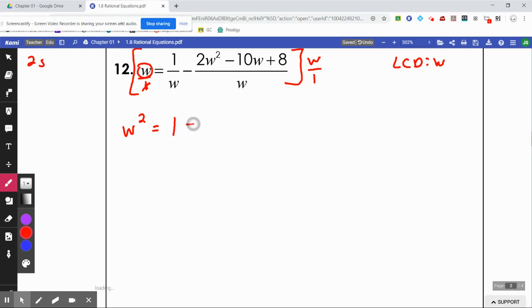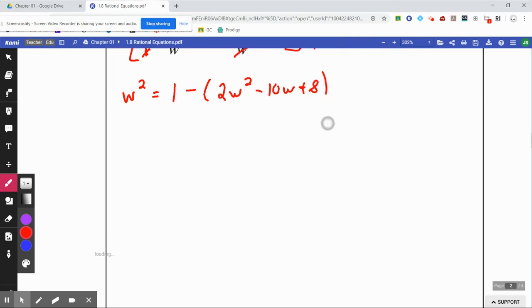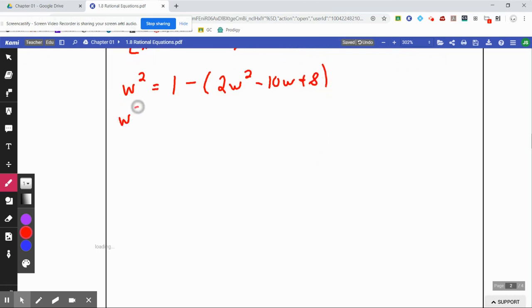Here the w cancels with the w and leaves you with just the top, which is 1. Minus, here the w and w cancels and leaves you with a top again. And again, you have implied parentheses, which you cannot forget. 2w squared minus 10w plus 8. Clean this up, will be w squared equals 1 minus 2w squared plus 10w minus 8.